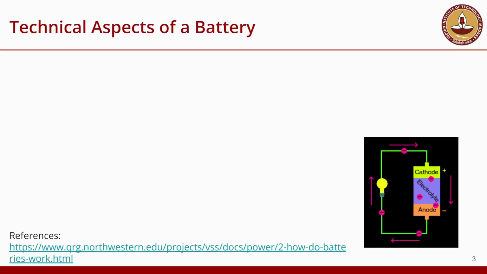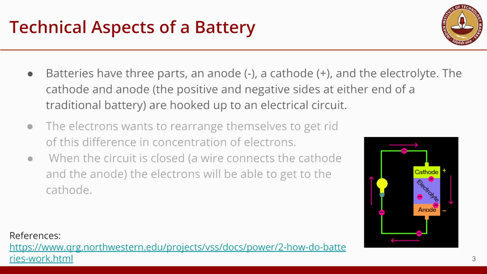Now, let us look at the technical aspects of a battery. Batteries have three major components: cathode, anode, and electrolyte. The cathode and anode collectively are known as electrodes. The cathode and anode are the positive and negatively charged sides of a traditional battery.